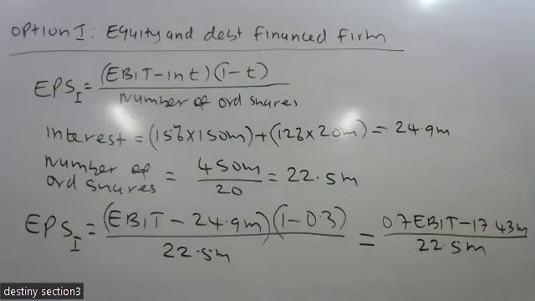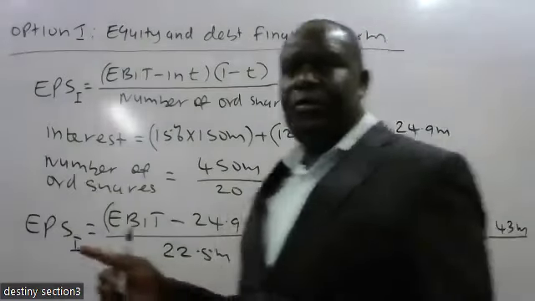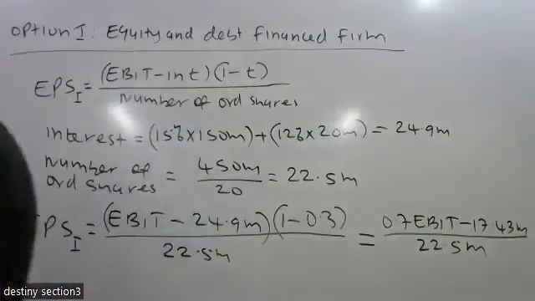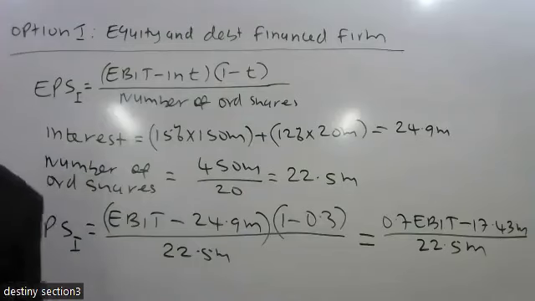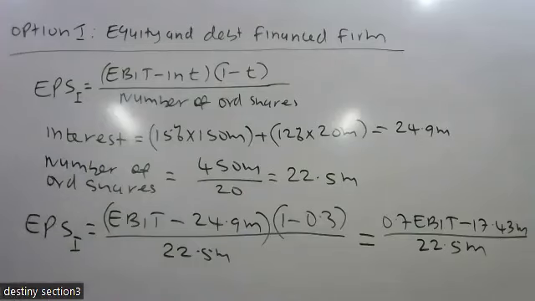We also create the one for option 2. So this one, we leave it the way it is, so that we go to the one for option 2. So let us also check now for option 2.